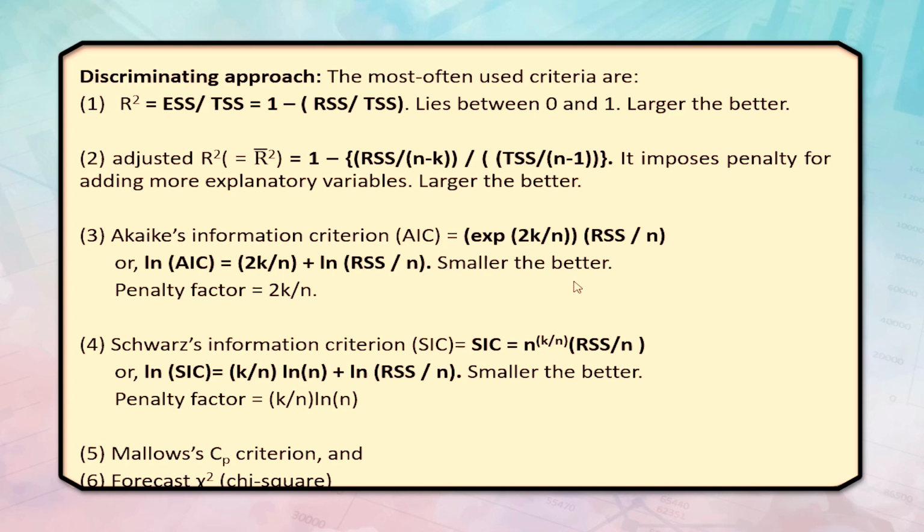Another similar criteria with a penalty factor is Schwarz information criteria, SIC. The criteria is given by again the product of two expressions. The first expression is n raised to the power k by n, and the second expression is RSS divided by n. And if we take logarithm, it is k by n log of n plus log of RSS by n. As earlier, the lower the value of RSS by n, the better the fit is, subject to the penalty criteria. So, the penalty factor here is the first term, k by n times logarithm of n.